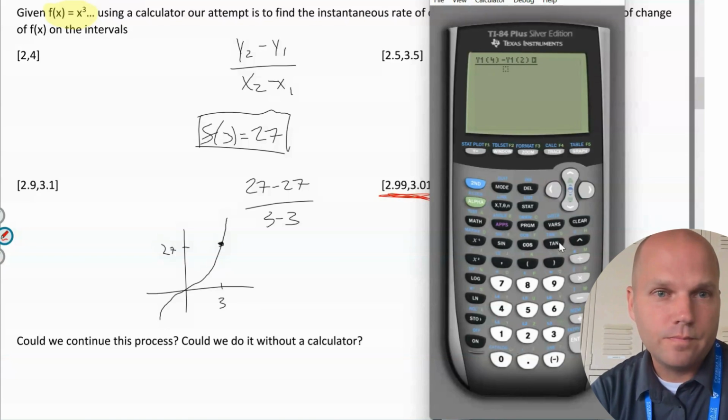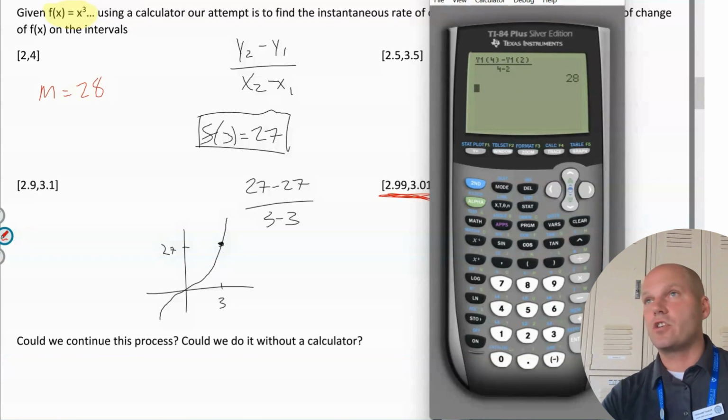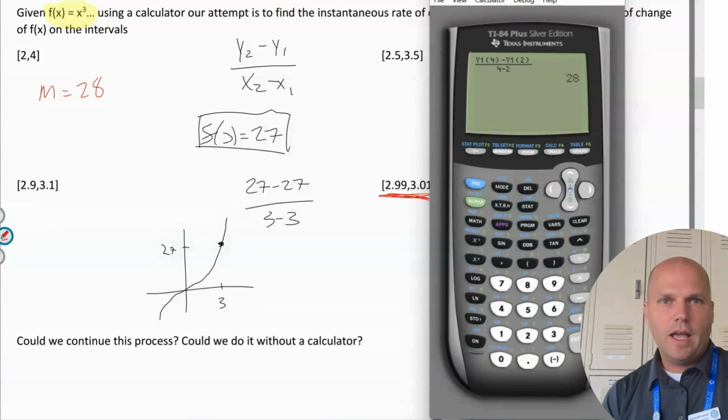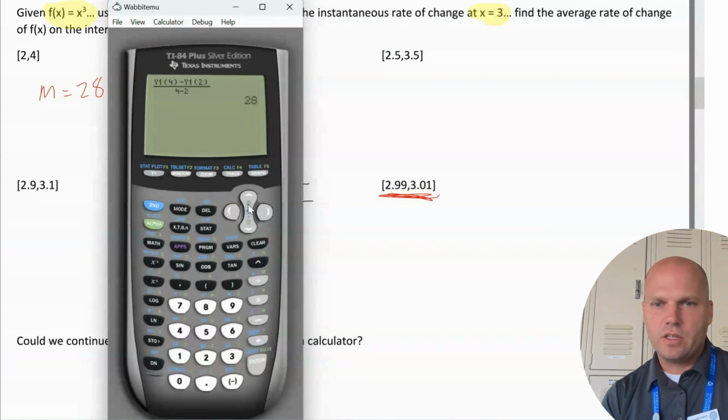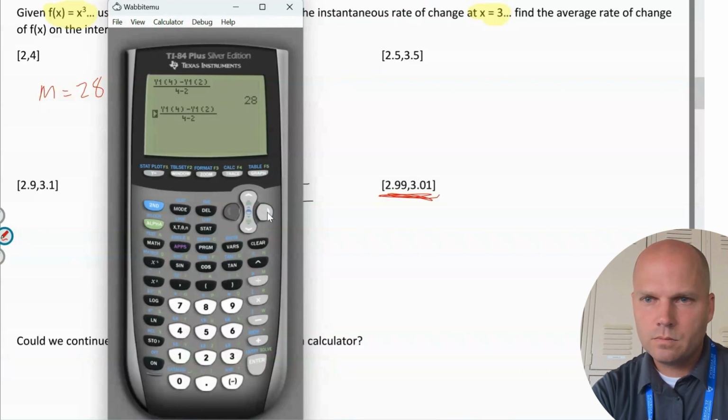Here's my y1, and then here's my x2 minus my x1. And I get 28. Okay, so my slope from 2 to 4 is 28. On average, my function is increasing 28 y's per x over the interval 2 to 4. And then I'm going to change it so that I have my different values. If you know how to use a calculator, you know how to insert.